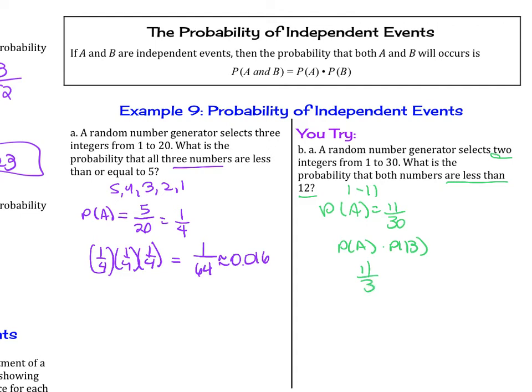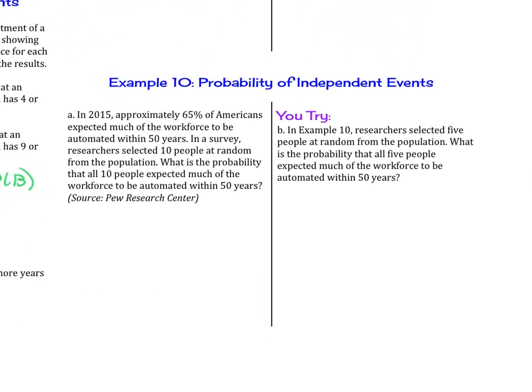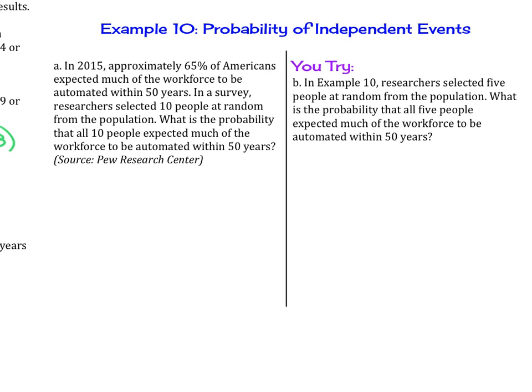So really we're just looking at 11 over 30 squared. And so that's 121 out of 900. So that's approximately 0.134. Let's look at the probability of independent events here, another one.